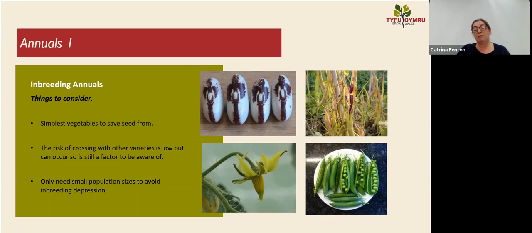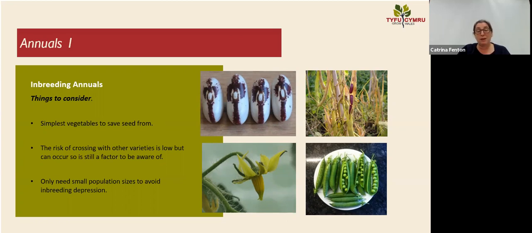I'm talking here about tomatoes, peas, French beans. They've got perfect flowers. They will happily self-pollinate. In fact, something like a pea will self-pollinate before the flower has even opened. So you don't need to introduce pollinators. Cross-pollination is unlikely to occur, although there are some things that you still need to keep an eye out for.